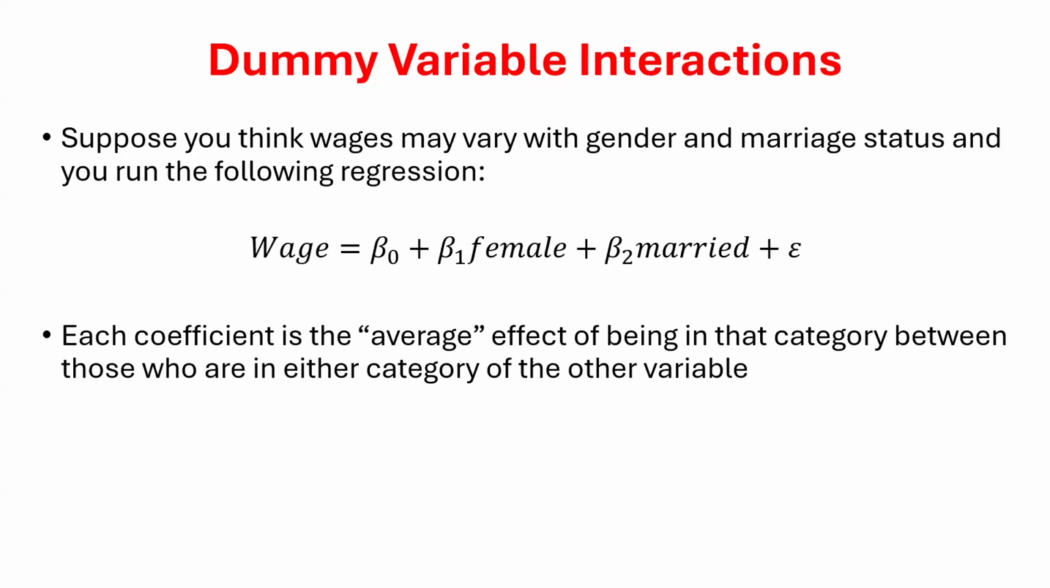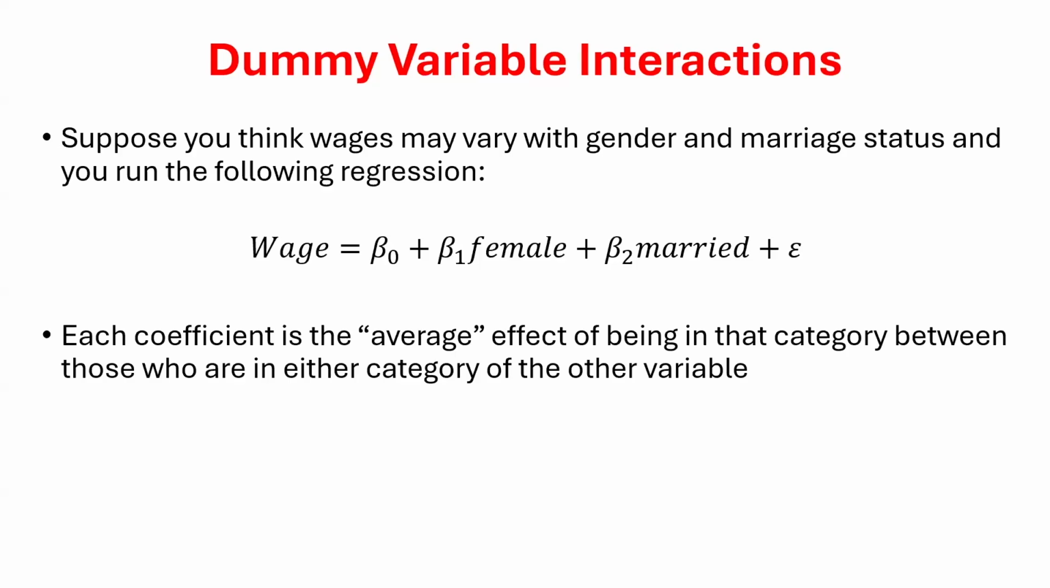But you can imagine there might be an interaction between these variables, right? Because there could be some discrimination going on against unmarried females that is different from the discrimination against married females, right? So there could be this kind of interaction between these two variables that matters.